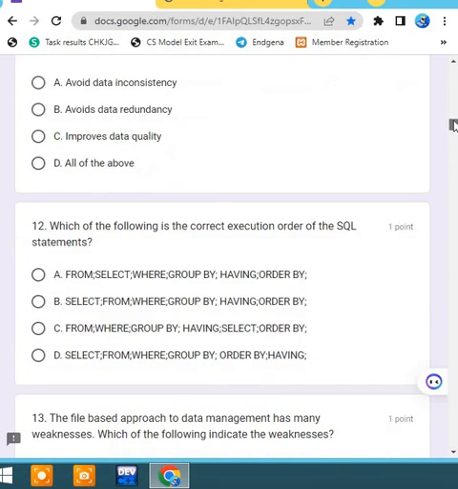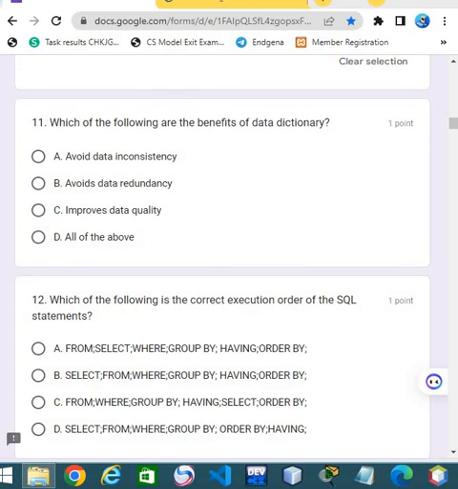ሌላኛው ወደ 11ኛው ጥያቄ ስንሄድ 11ኛው ጥያቄ ምን ይላል? Which of the following are the benefits of data dictionary? the benefits of data dictionary ምንድነው የሚለው ነው የምንመለከተው። ቤኔፊቱ የትኛው ነው? A. avoid data incompetence. B. avoid data redundancy. C. improve data quality. D. all of the above.